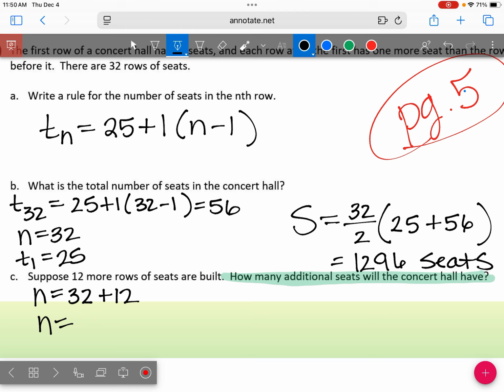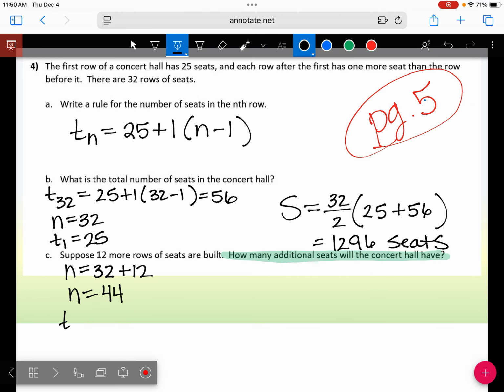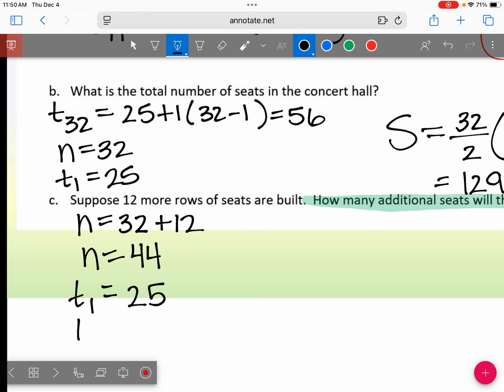So now we have 44 rows. What do I need to know in order to find the sum of 44 rows? I need to know T1. And what else do I need to know? For arithmetic sum, go ahead and look at your formula. You need to know the first and what else? The last. But now my last is 44. So you need to figure out what T44 is using the general rule that you wrote in part A.